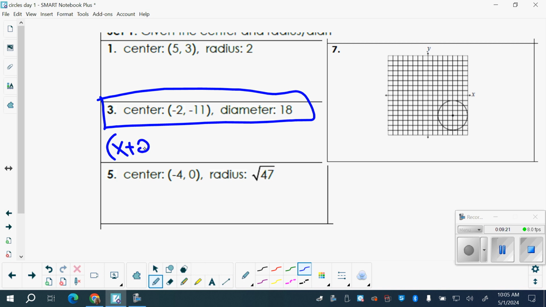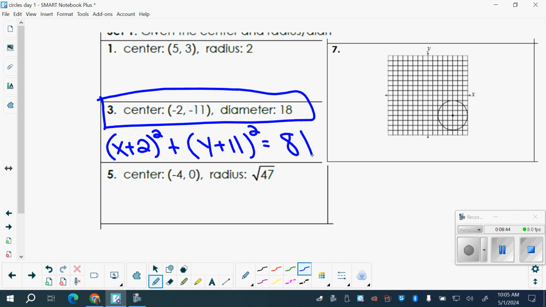I just heard someone say that. Was that you, Jace? X plus 2 squared plus. Remember, everything's naughty. Be careful on this one. You get 81? It's not. It's the 18 cut in half. That's the radius. That's 9 squared.